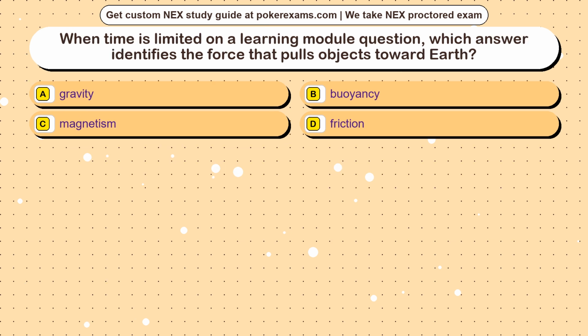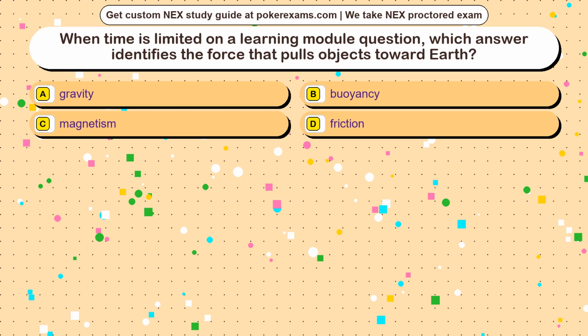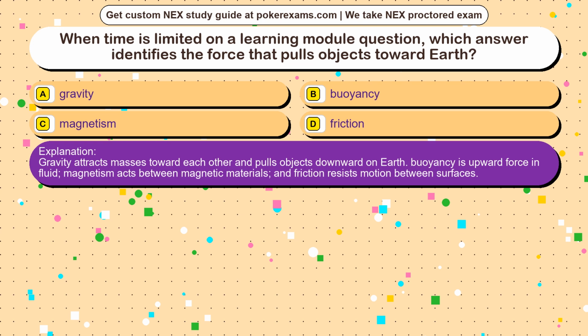Question 5. When time is limited on a learning module question, which answer identifies the force that pulls objects toward Earth? Option A, gravity. Option B, buoyancy. Option C, magnetism. Option D, friction. The correct answer is option. Gravity attracts masses toward each other and pulls objects downward on Earth. Buoyancy is upward force in fluid, magnetism acts between magnetic materials, and friction resists motion between surfaces.